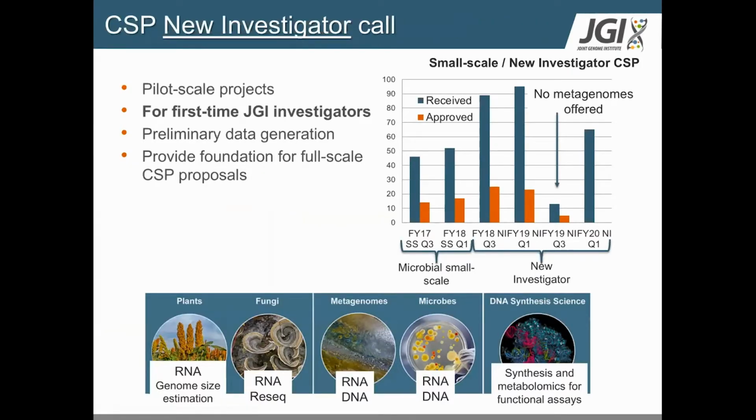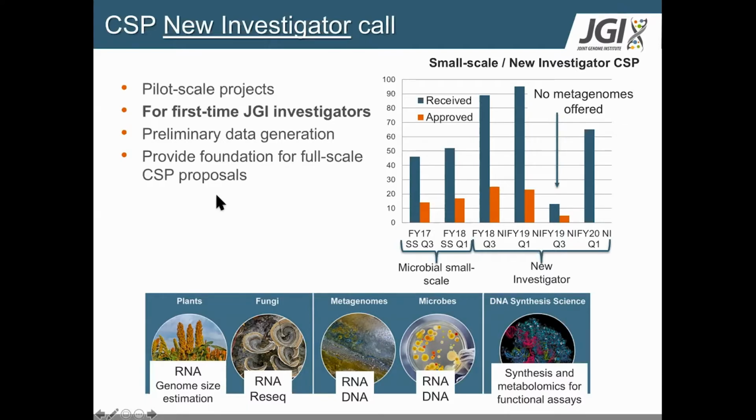The other program call that I wanted to highlight was the new investigator call. And here the emphasis is really to favor first-time investigators that have never had a funded proposal to the JGI before. So it really targets early career scientists. And I guess the objective at the end of the day is preliminary data generation. So it allows you to develop a pilot project, and then you can use that information to then submit for a large-scale CSP.